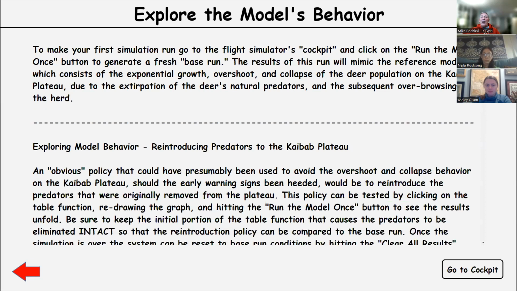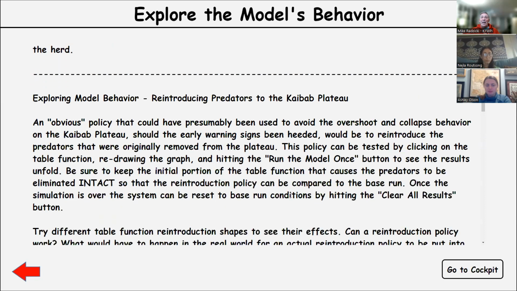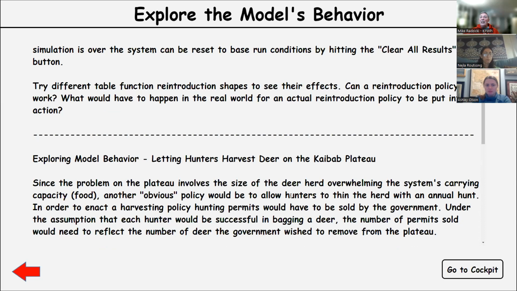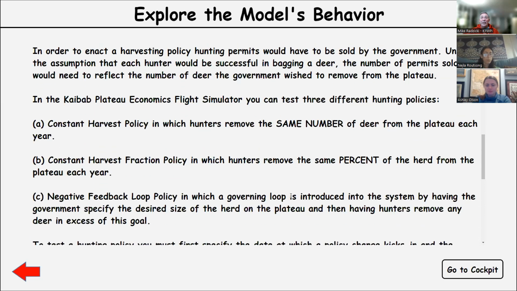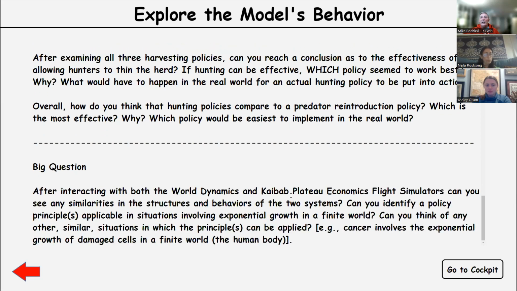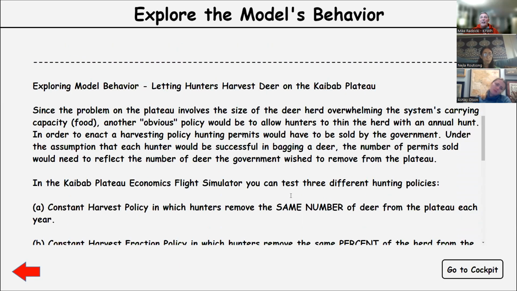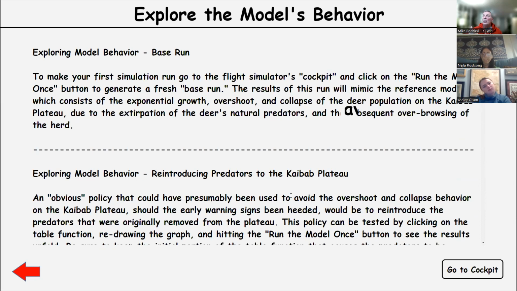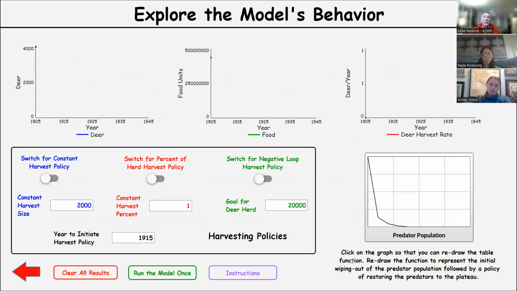So exploring the model behavior, there's a base run, and then we talk about policy space. Okay. And so I'm going to just take you through this. We're not going to read this, but in the simulators I build, you try and give people the base run, or get them to see the base run, and then try simulation experiments done properly, so they know how to use the simulator scientifically. Okay, so we'll go to the cockpit now.